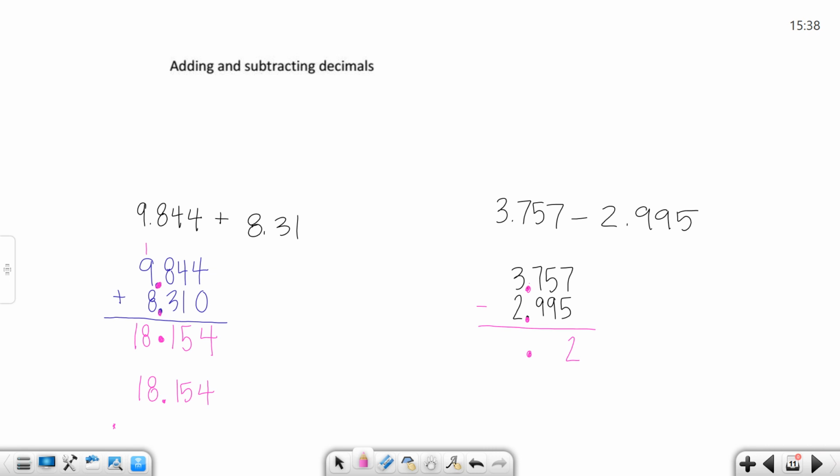But I can't subtract 9 from 5, so I have to borrow. So I'm going to borrow from this 7, which makes this a 15. 15 minus 9 would give me 6. Okay, I can't subtract 9 from 6, so I have to borrow, which means this one's going to make this 16. 16 minus 9 would give me 7, and I have a 0 here. So the answer would be 0.762, which is 762 thousandths.